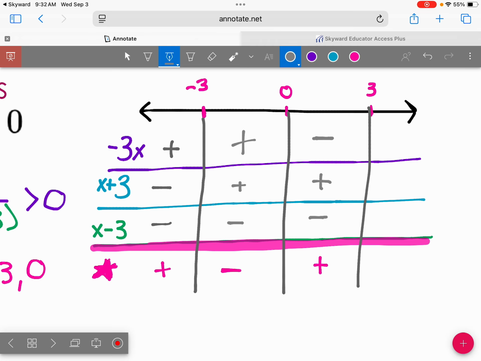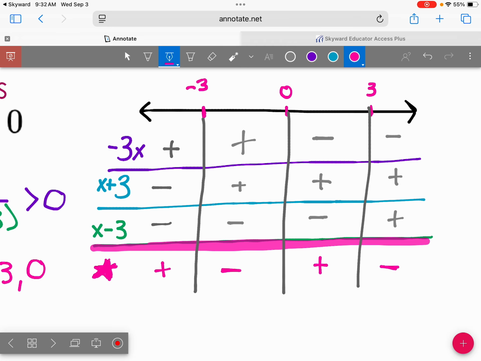One last section. So now we're thinking bigger than 3. Negative on the top one. If we're bigger than 3, positive. Because something like 4 plus 3 would give me a positive 7. That works. Bigger than 3, positive or negative? Positive. So our overall function is going to be negative.